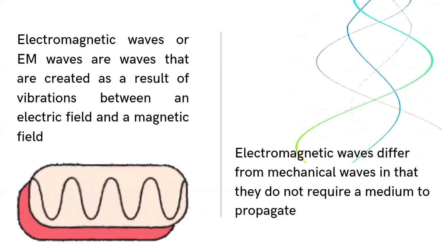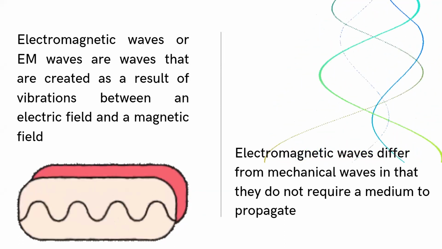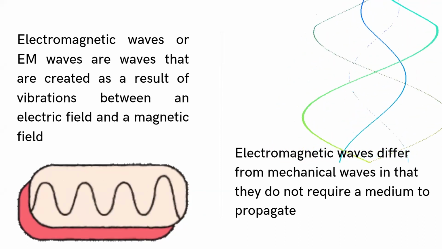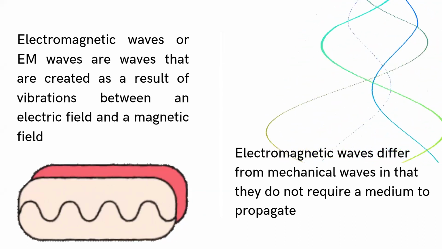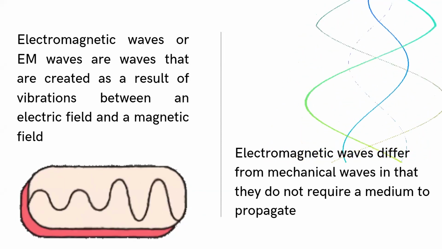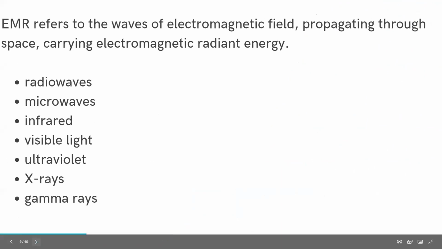The electric field and the magnetic field of the EM waves are perpendicular to each other, which means they are at right angles to each other. And they are also perpendicular to the direction of the EM wave. So we'll quickly have a basic idea.